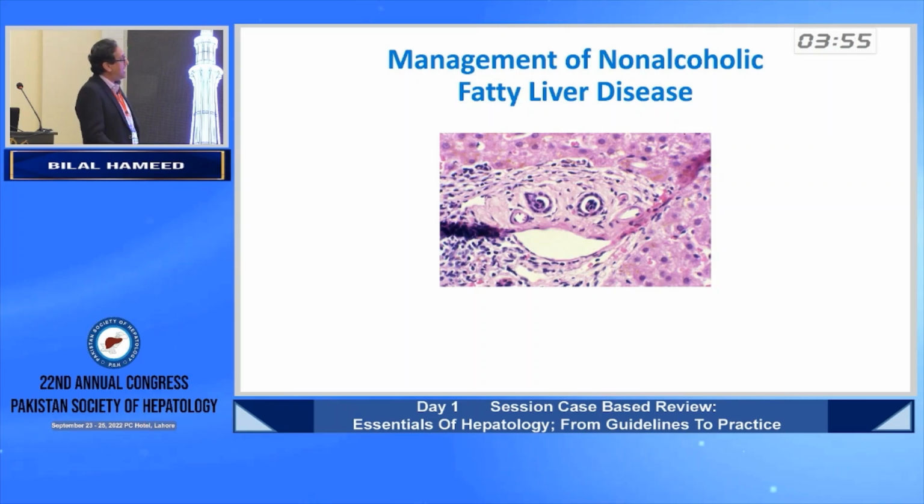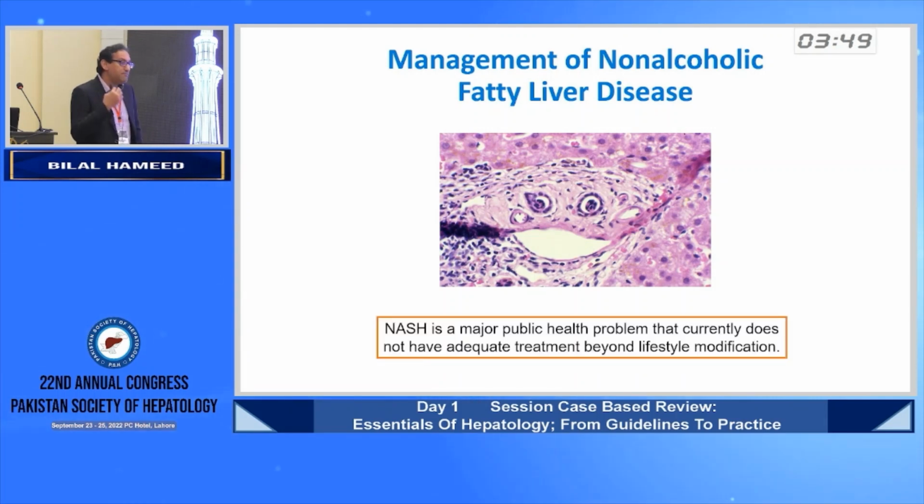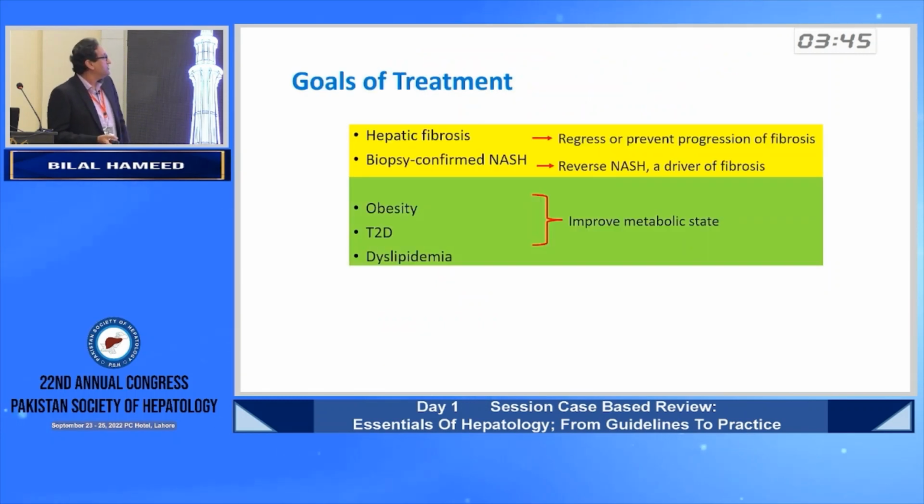So lastly, I'm going to go quickly through some of the management of fatty liver disease. It's a major public health problem that does not have any adequate treatment. So the goal of treatment, when we see a patient like the 49-year-old patient we mentioned, is to reverse the fibrosis. If someone has NASH, we want to reverse the NASH because it's an important determinant of fibrosis.